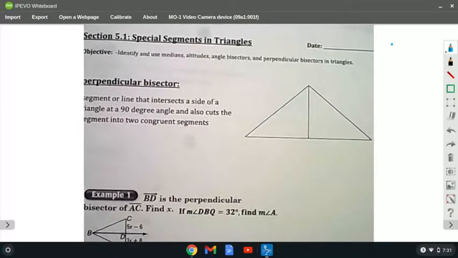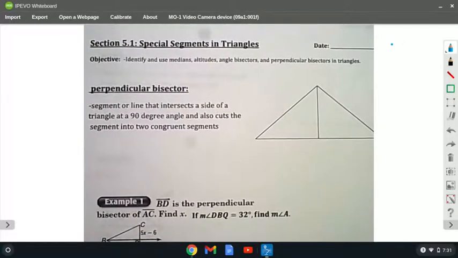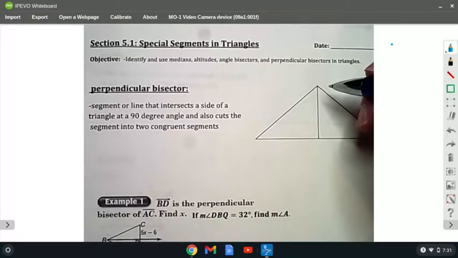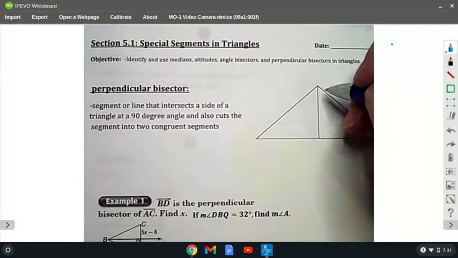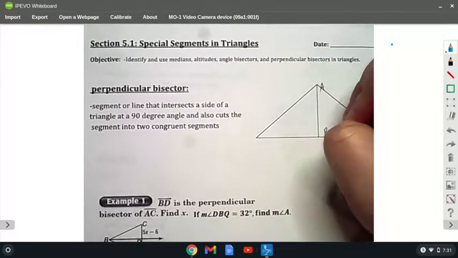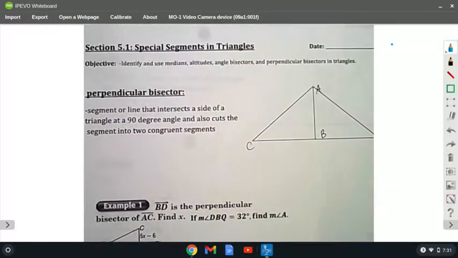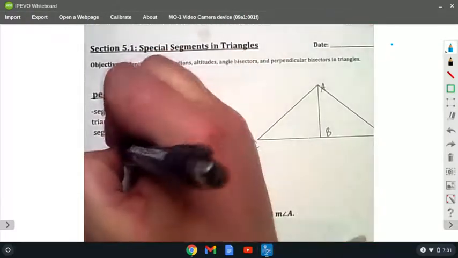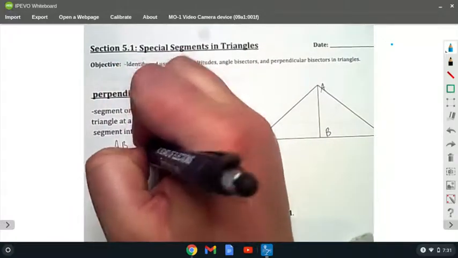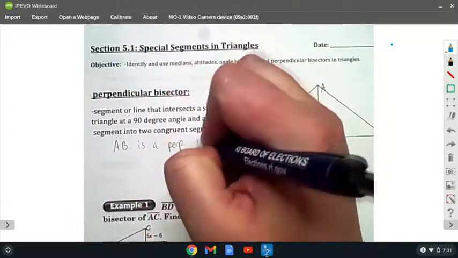So first we have our perpendicular bisector, which is a segment or a line that intersects a side of a triangle at a 90-degree angle and also cuts the segment into two congruent segments. An example of that here would be if I called this AB, CD. In this picture, AB is a perpendicular bisector.